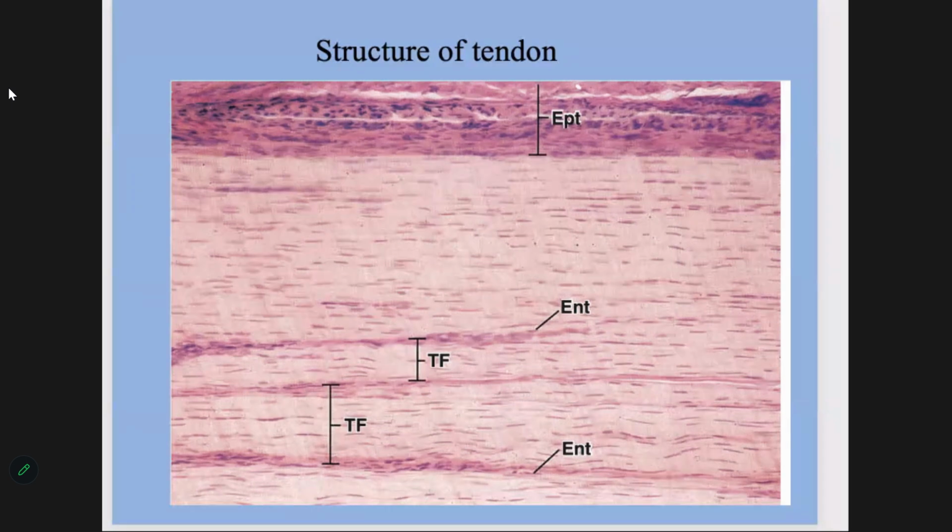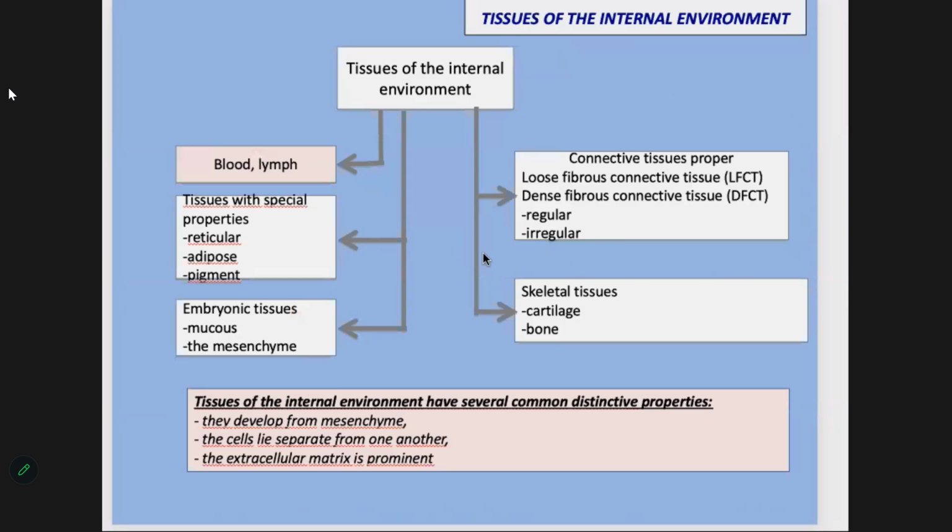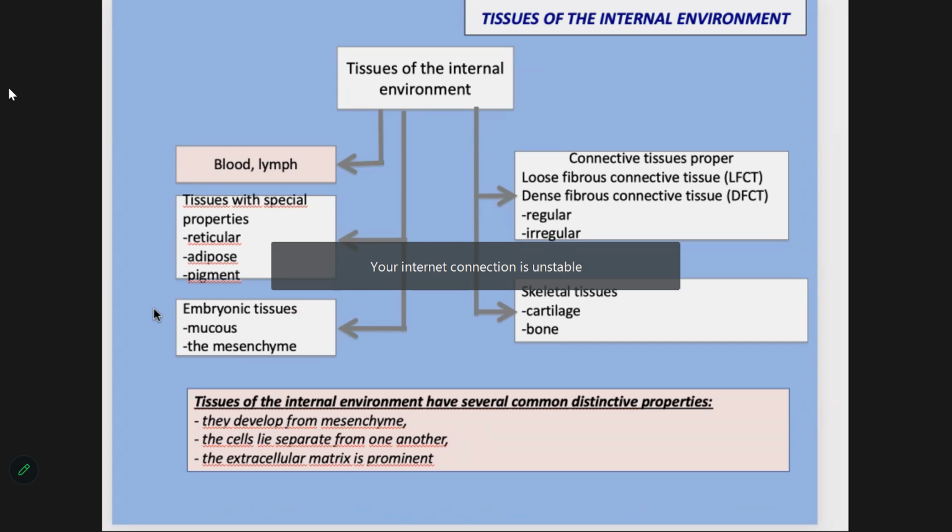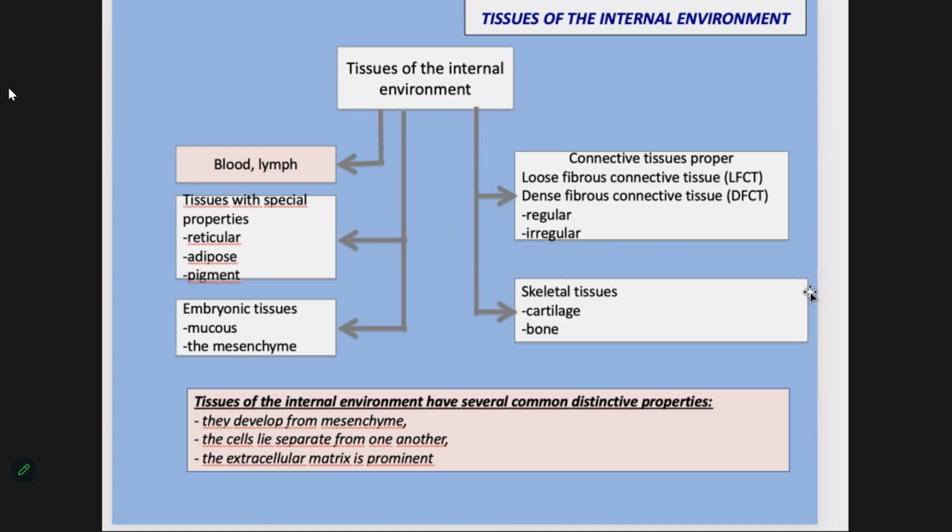So look at this classification. One more. We talked about the proper connective tissue, which is subdivided into the loose and dense. We talked about the dense, regular, these types of connective tissues. Now we are speaking about the tissues with special properties and embryonic connective tissue. The next lecture will finish the tissues of internal environment, and we'll speak about the skeletal connective tissues, cartilage and bones. But now we'll continue and speak about the tissues with special properties, which are subdivided into three main types: reticular, adipose, and pigment connective tissues.